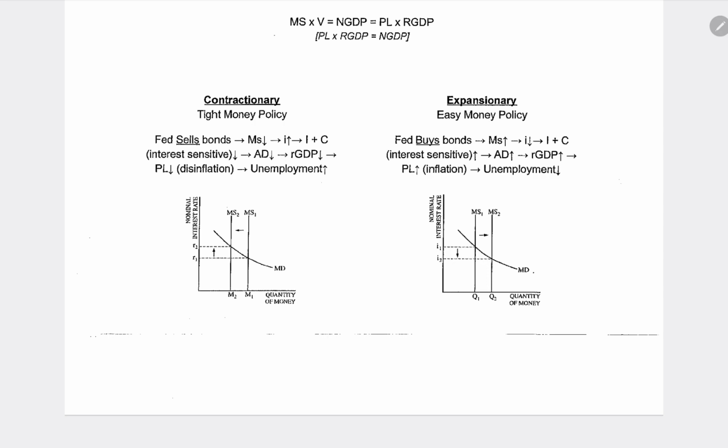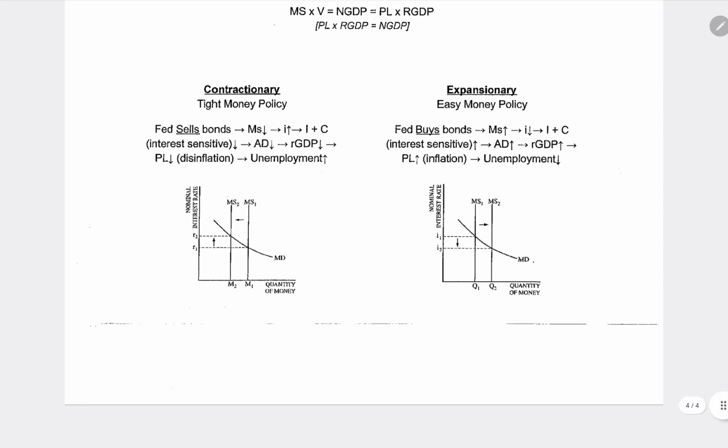We have expansionary monetary policy, which is just when the Federal Reserve buys bonds, which means that they're giving money to the people, the economy. So that means that the money supply is increasing. That means that interest rates are decreasing and investment is increasing. That means that aggregate demand is increasing. That means that real GDP is increasing. That means that price level is increasing. And that means that unemployment is decreasing. Let's go. That's what expansionary is all about.